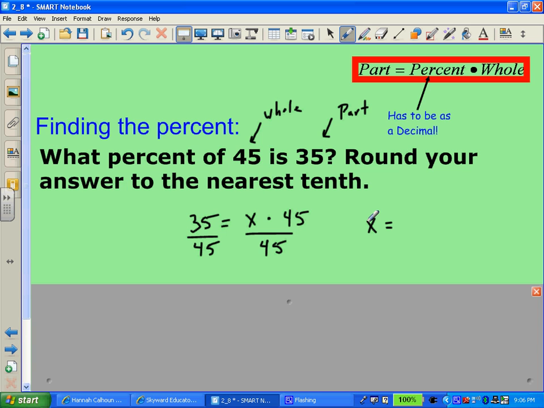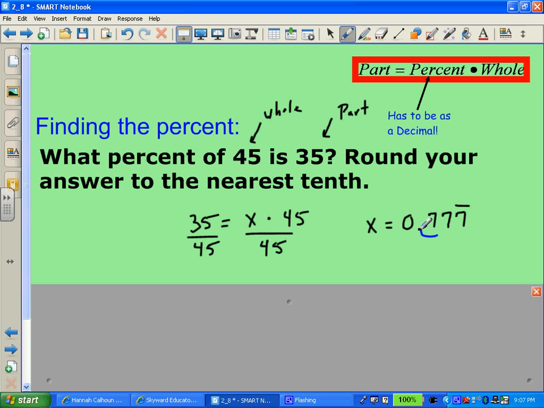So I'm going to do 35 divided by 45, and that is 0.7777, etc. 0.7 repeating. Now, one thing that's important here is I have to change this back into a percent, because remember that x represents my percent as a decimal.